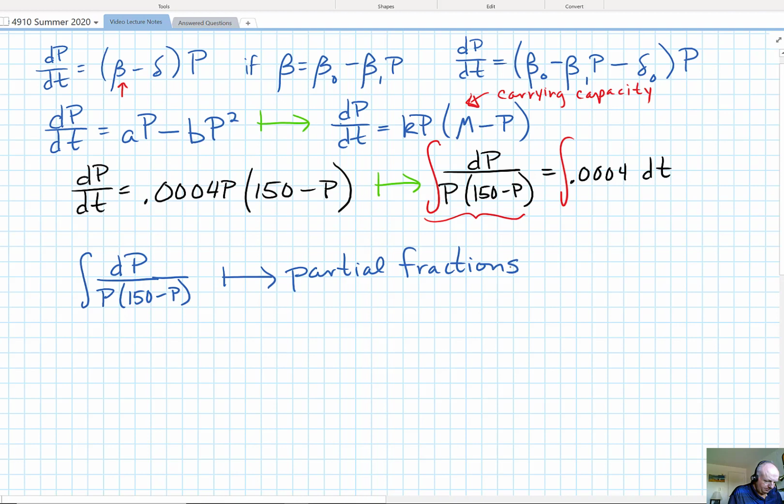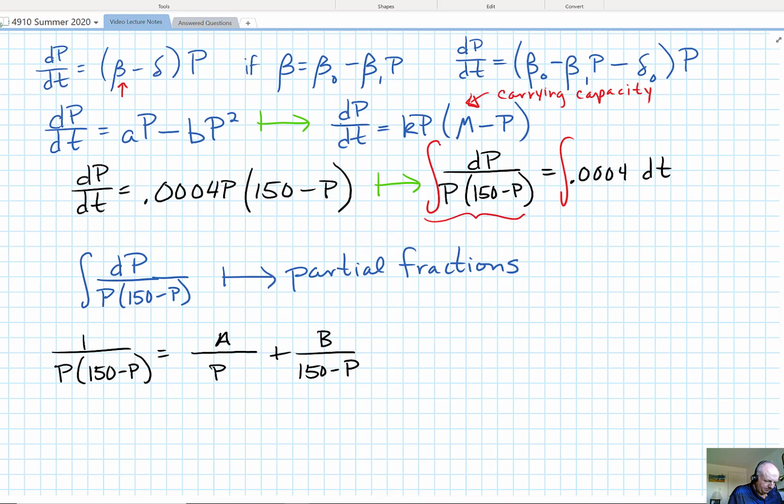So what we're going to do is take our expression, which is 1 over p times (150 minus p), and in partial fractions you want to break that kind of complicated and large rational expression up into a sum or difference of smaller rational expressions. So what you do is you factor the denominator first. And once you've done that, you know that you can decompose this into something over p plus something over 150 minus p.